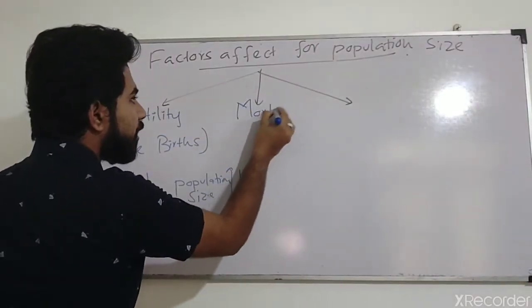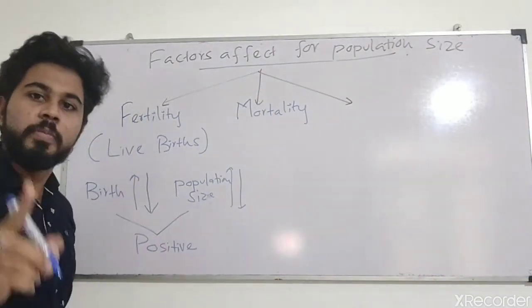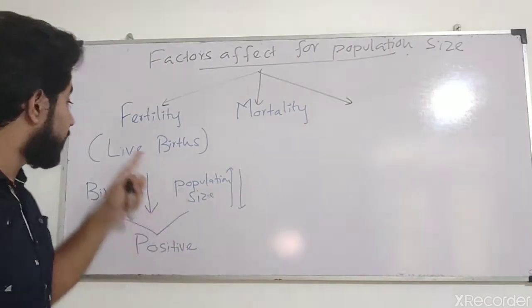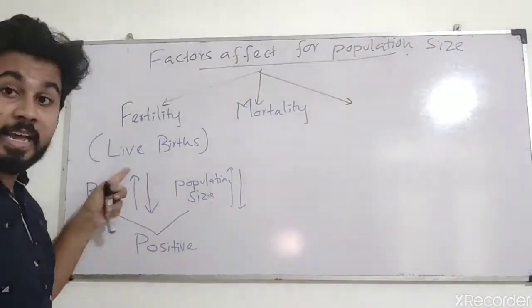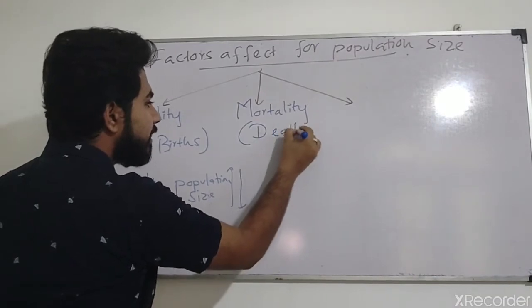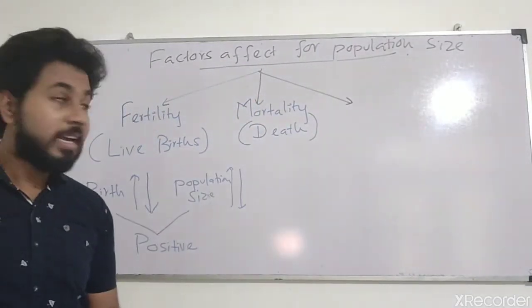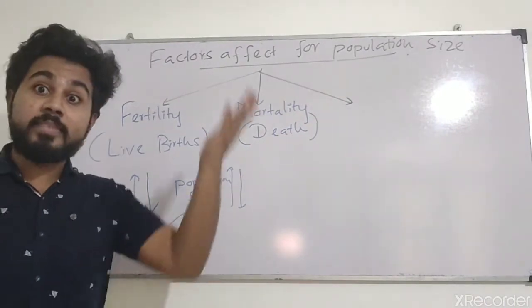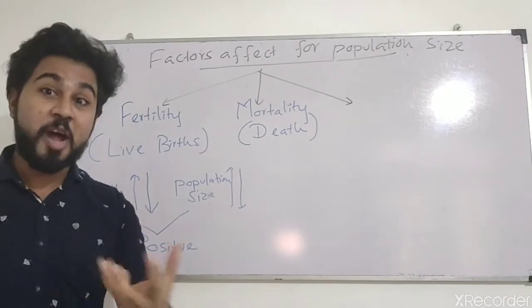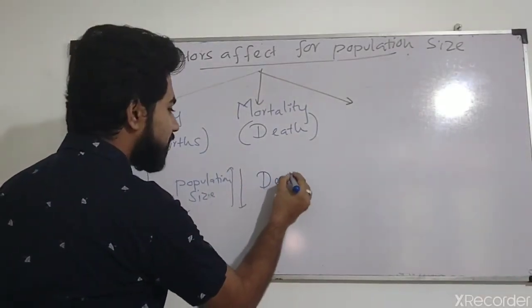The second factor that affects population is mortality. What do you mean by mortality, guys? Mortality is not the live birth cases, it is the death cases. Not births, death cases. Deaths. So if the number of deaths increases, if the number of death cases increases, what will happen to the population of the country?